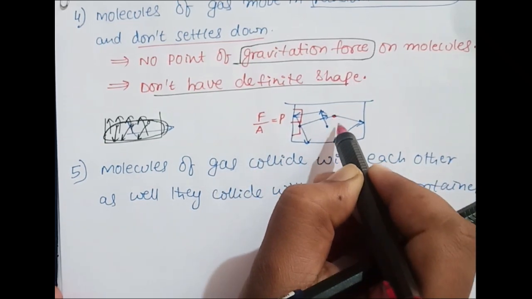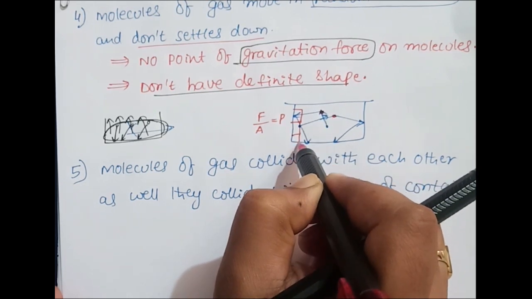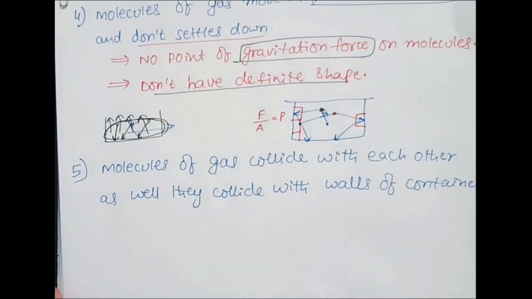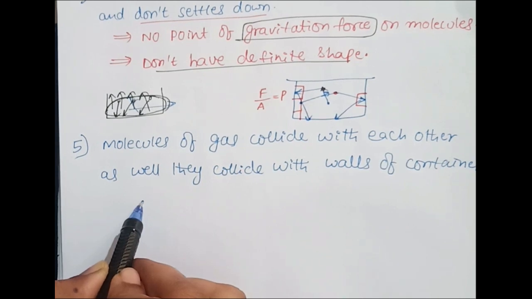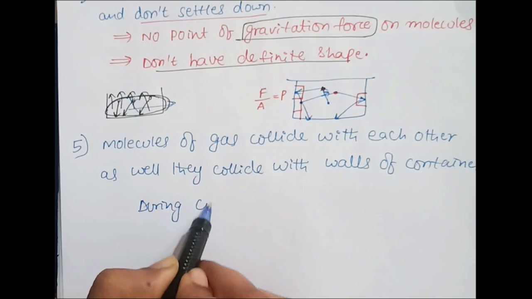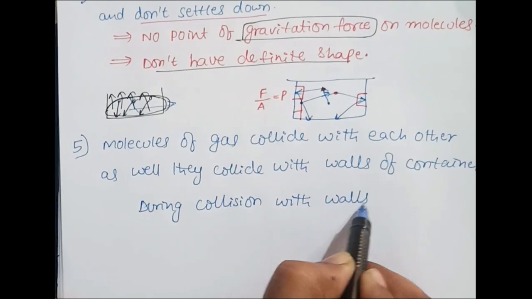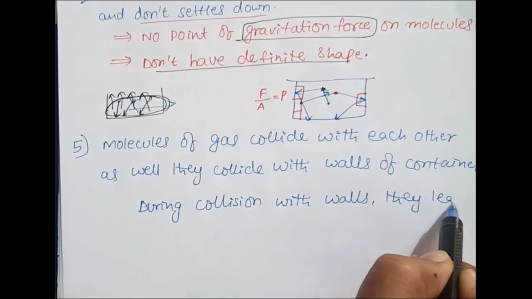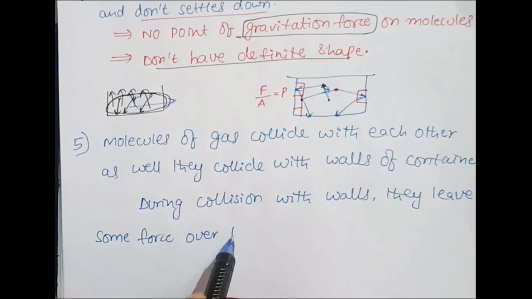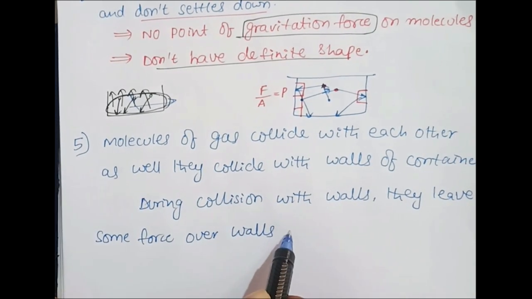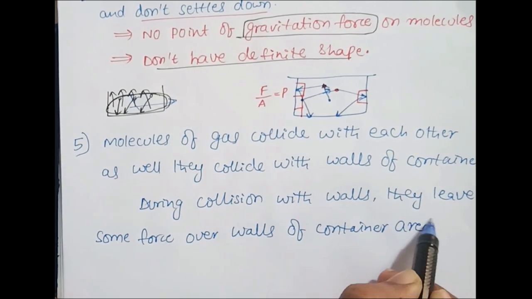During collisions with each other, pressure is also created, but that pressure is very small compared to the pressure created due to collisions with the walls. I repeat once again: during collision with walls, gas molecules leave some force over the walls of the container, over a specified area. So this is called pressure.